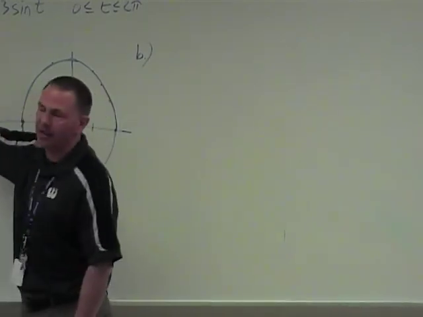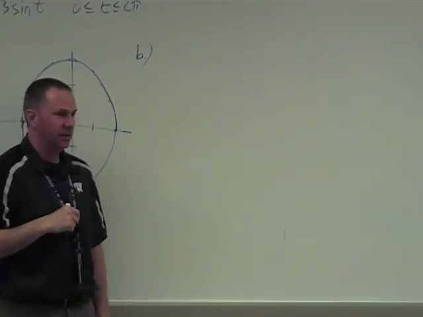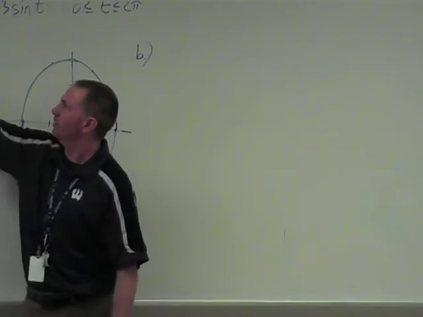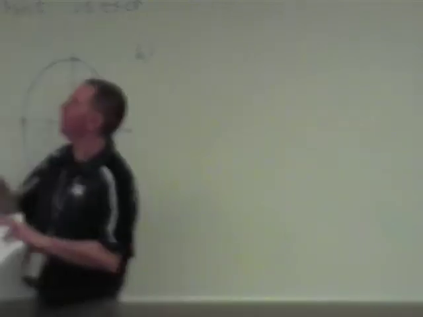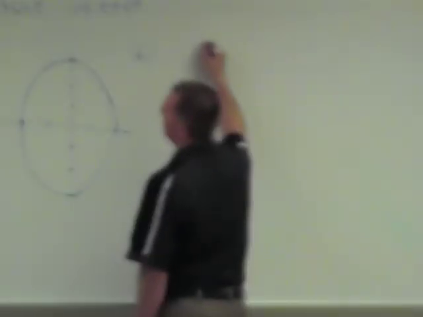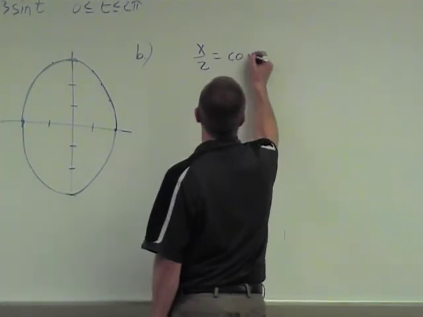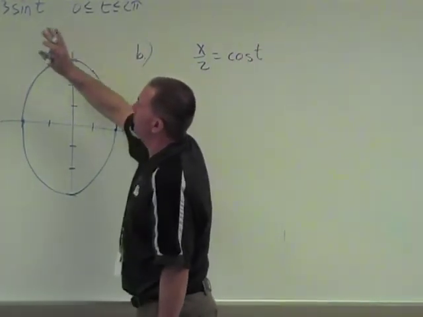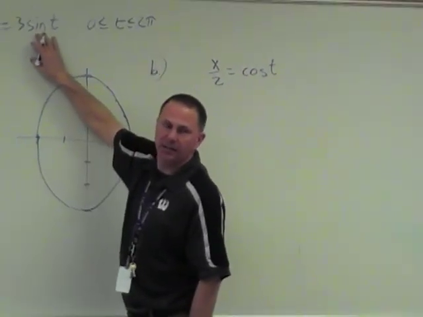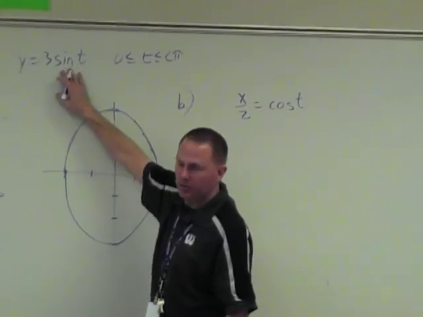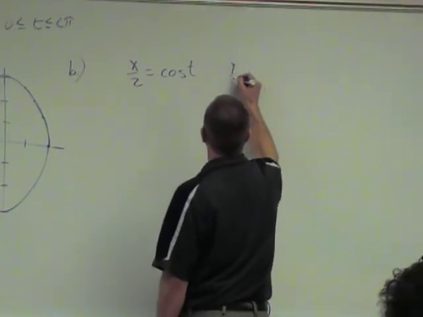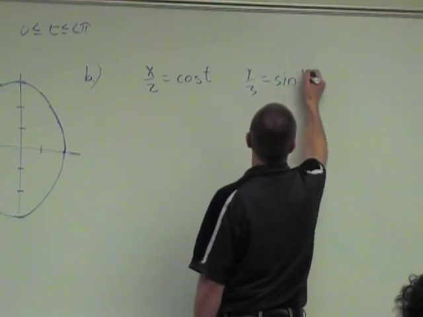Let's get cosine by itself first. How do you want to do that? How do we get rid of this 2? Divide. Okay, so let's just look at this. So here we have x over 2 equals the cosine of t. Let's get y by sine by itself. What do we do? Divide by 3. All right, so now I have y over 3 equals the sine of t.